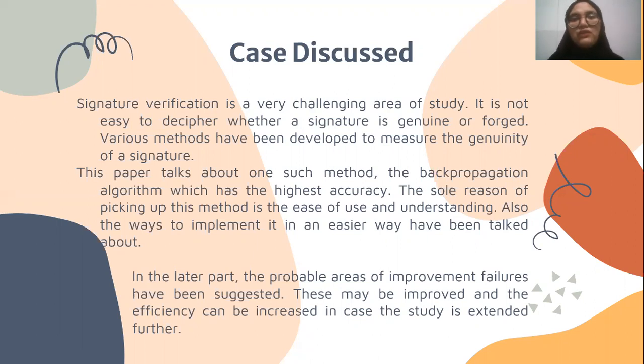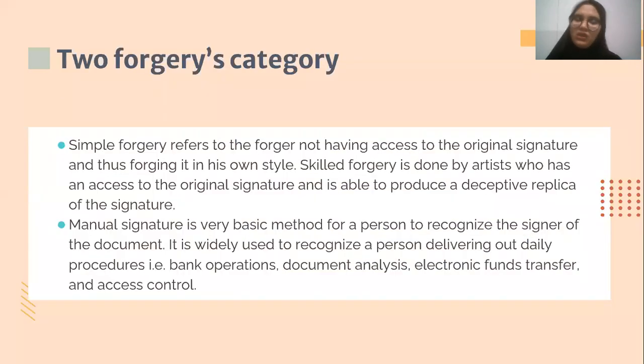Even today, in most works, especially in the financial and real estate sectors, offline handwritten signatures are preferred. However perfect and difficult the signatures may be, they have a threat of getting forged by anyone. Forgery is defined as imitating objects with an intent to deceive. We classify forgery under two categories. The first is simple forgery, which refers to the forger not having access to the original signature and thus forging it in his own style. Skilled forgery is done by an artist who has access to the original signature and is able to produce a deceptive replica of the signature.